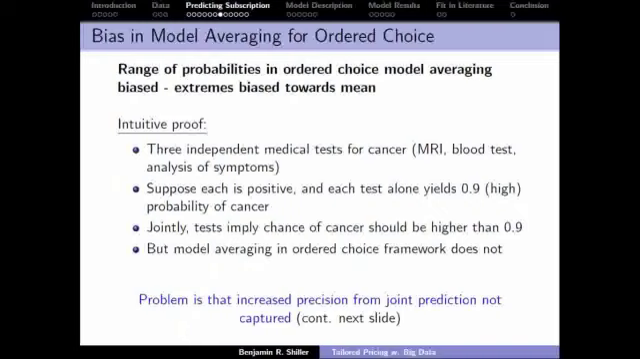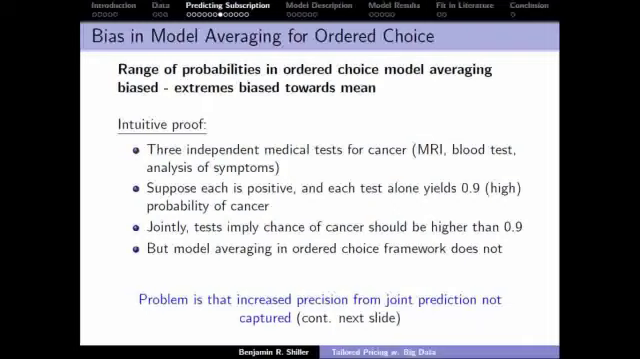Okay, so let me just quickly talk about a problem with using model averaging in a binary or ordered choice model. Let me start with a quick analogy. Suppose that you go in for a medical test and you're getting a test for a certain disease, and they give you 3 separate tests. Basically these tests are separate signals to whether or not you have a disease. These 3 separate tests are sort of like 3 different models that I'm running here.